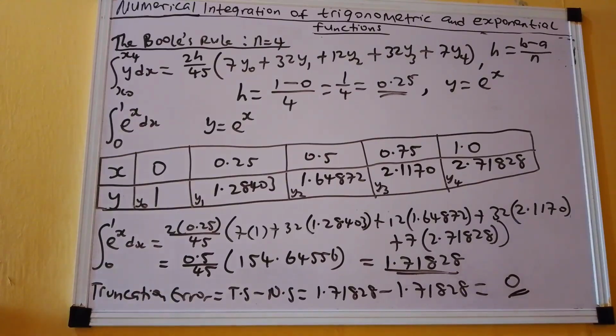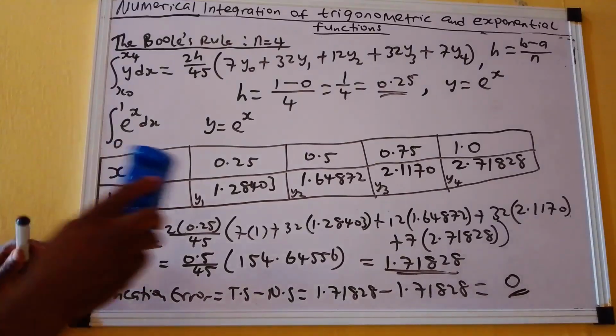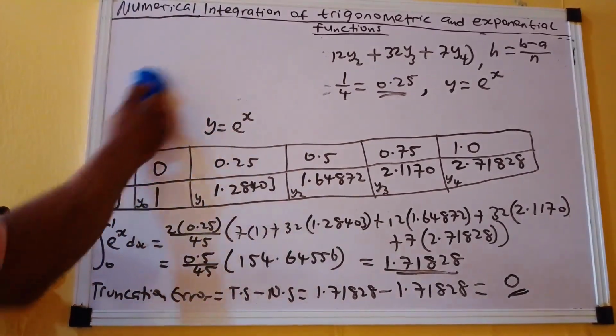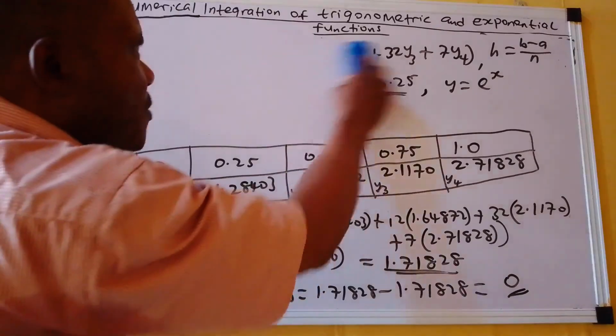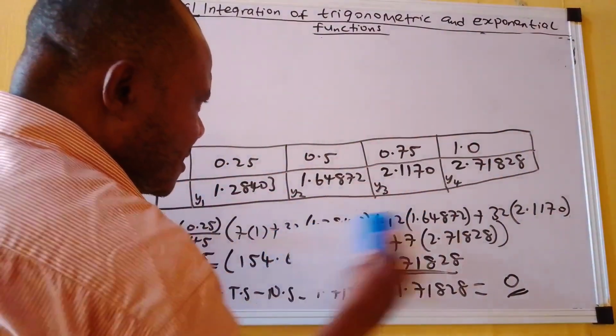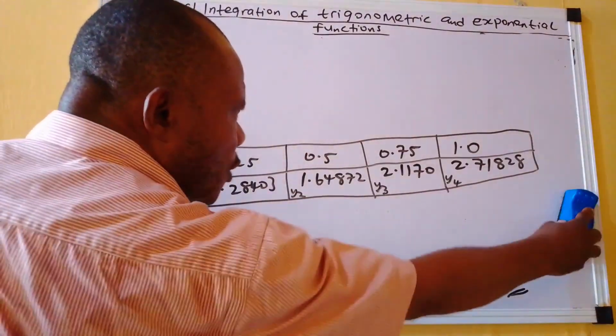Now permit me to quickly use the trapezoidal rule to solve the same problem. Permit me to use the trapezoidal rule to solve this same problem. It's very important. The table will still be useful to us.